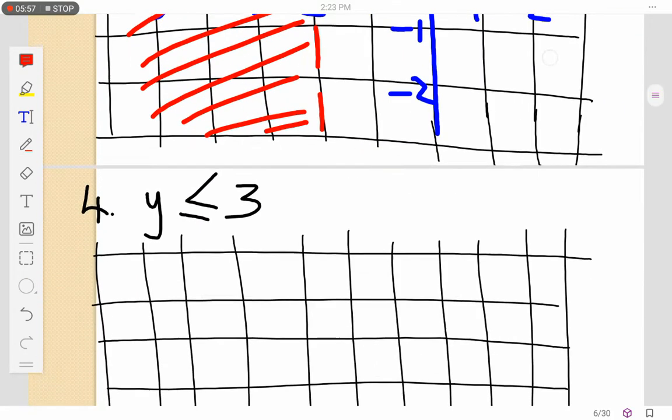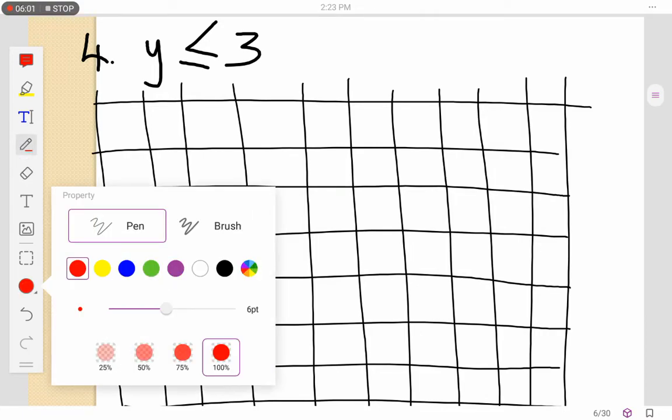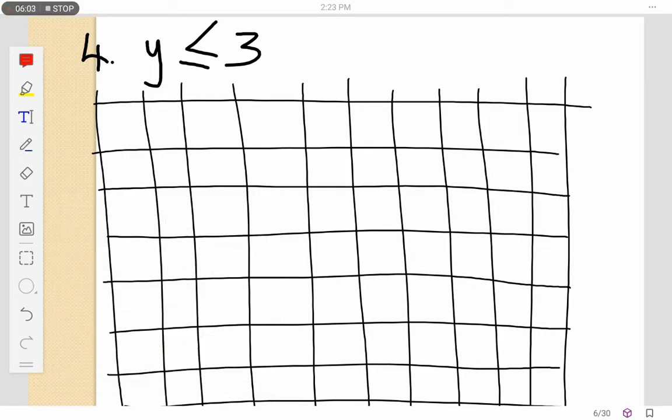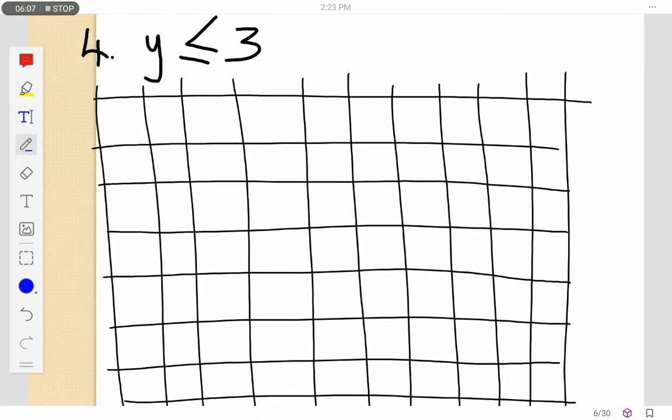Let's go to another example. Okay, I've got y. Okay, good. This time we are dealing with y. y is less than 3. So I'll draw my y. This is my y. Since I want 3, I'll have it somewhere there.